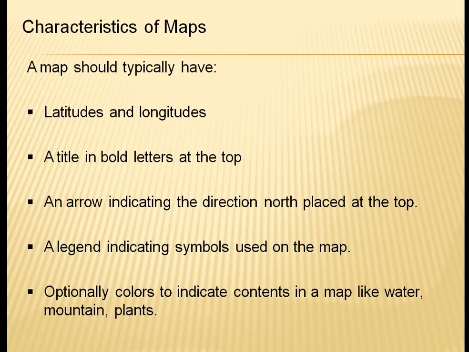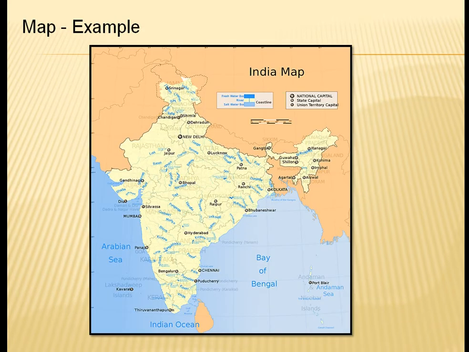Next, characteristics of a map. A map should typically have latitude, longitude, a title in bold letters at the top, and an arrow indicating the direction north placed at the top, legends indicating symbols used on the map, and optionally colors to indicate the content in the map, like water, mountains and plants. So let's have an example and understand it. So this is the example.